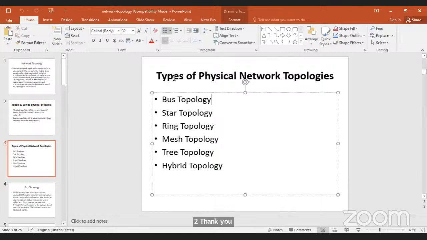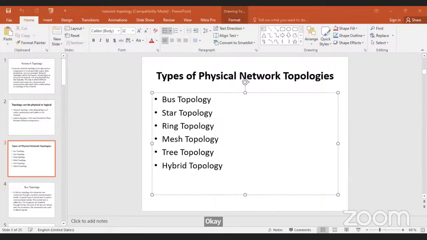So let me go through the chat and see what you have posted. Shitera is saying that first, the bus topology, the connectivity is done using a single cable to connect various devices, right? Mesh topology involves various connections. Okay.